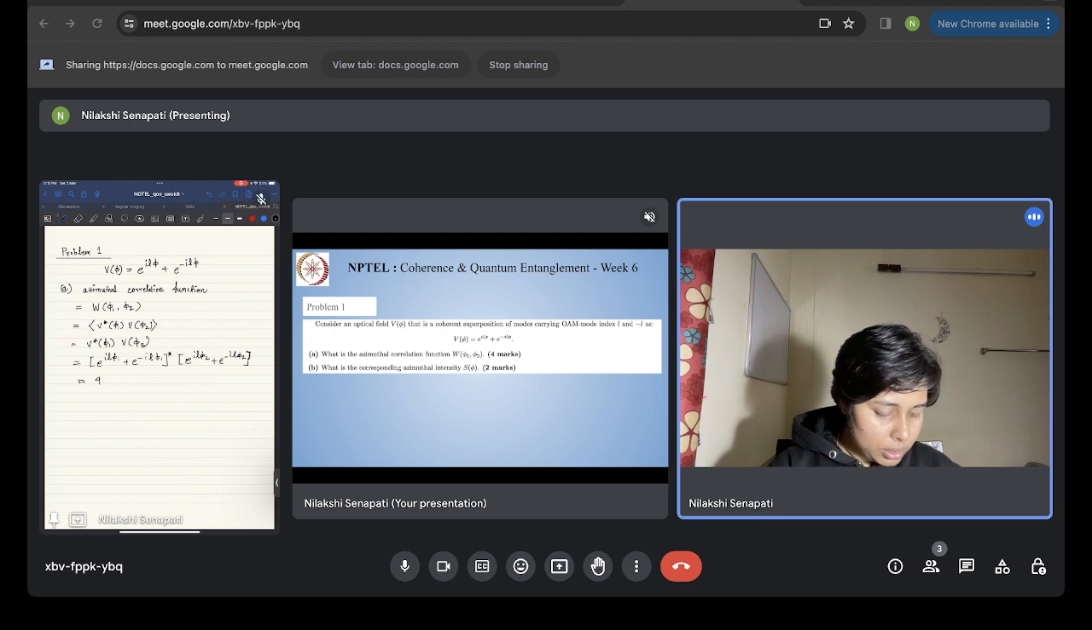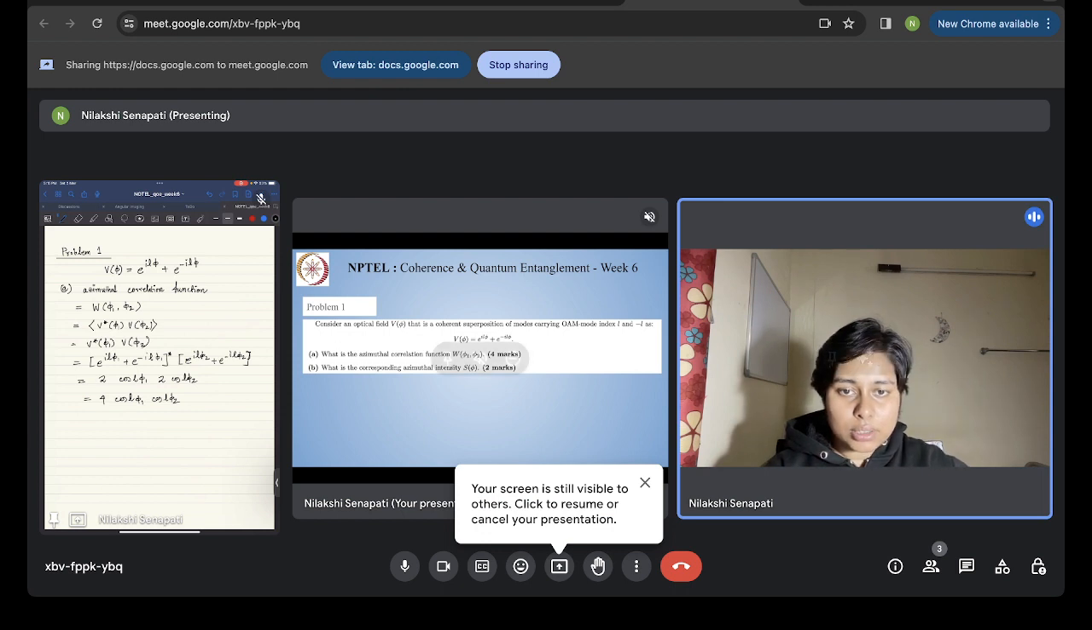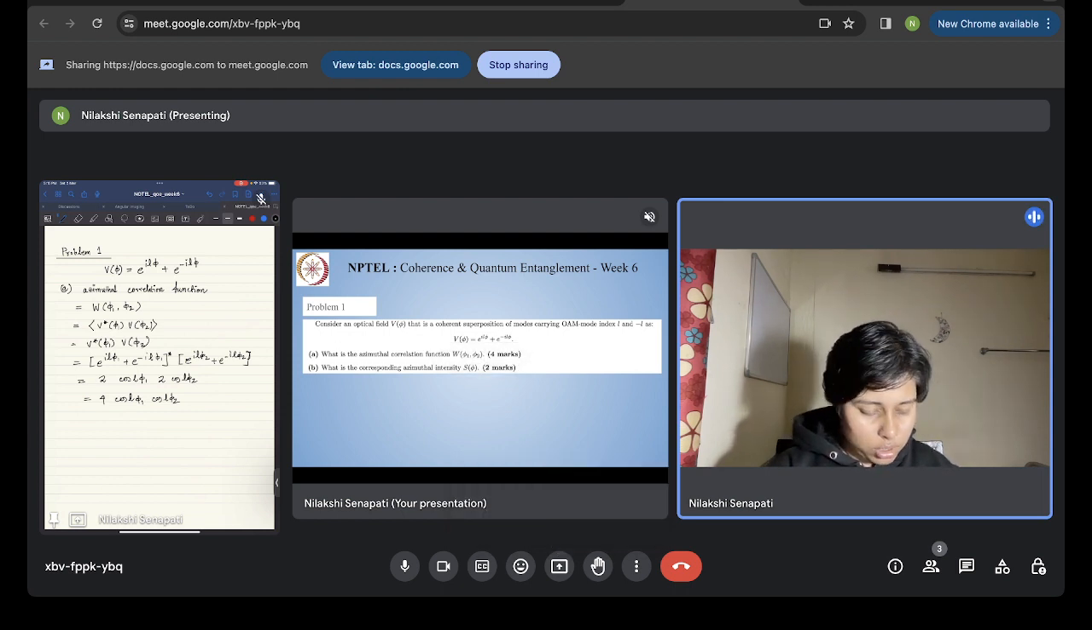If you calculate this, then it will be 2 cos L phi 1 times 2 cos L phi 2, which is equal to 4 cos L phi 1 cos L phi 2. So this is the first question. We found the answer. This is the azimuthal correlation function.